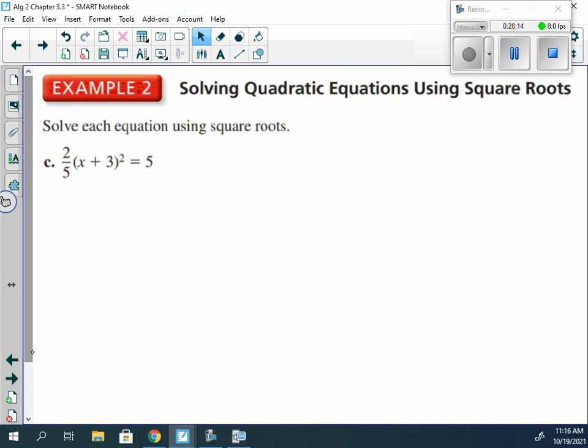For a set of parentheses squared, there still cannot be a variable anywhere else. The variables have to stay inside the parentheses. Because if I had equals 5x on the other side, I would actually have to use the distributive property and factor out the x plus 3 squared. But we can go on and work this out.